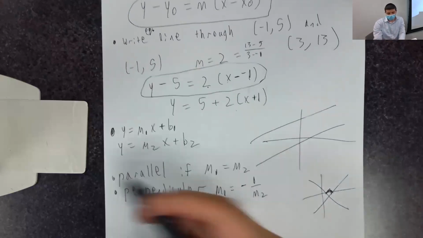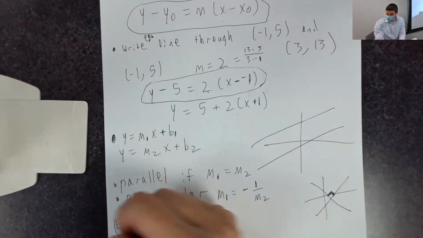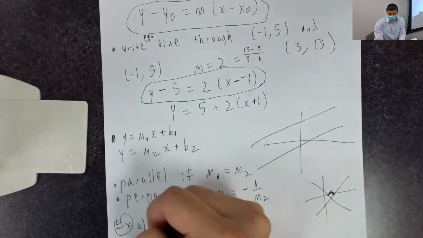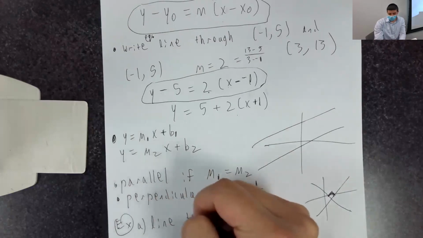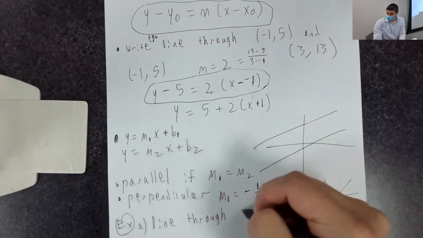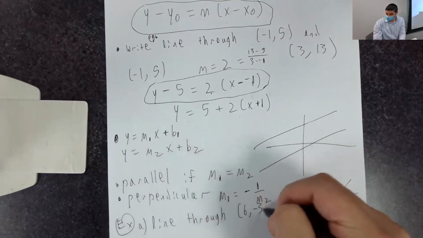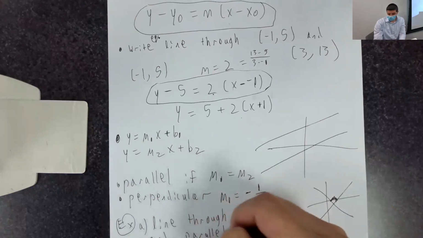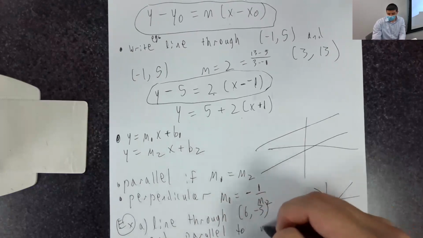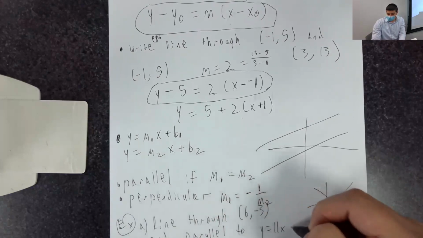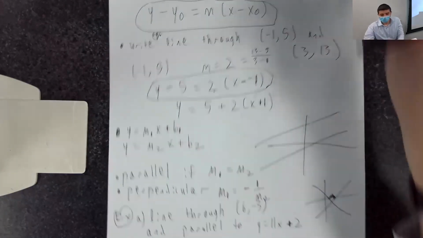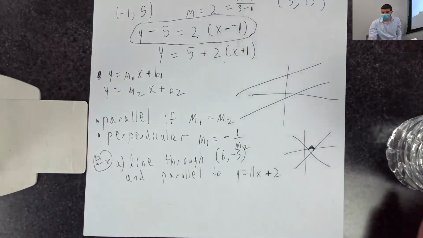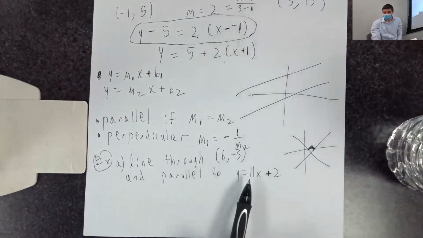So what would be a typical question? An example is part A: a line through (6, -3) and parallel to y equals 11x plus 2. Okay, so you have to find a line that goes through this point. It's parallel to this other line.